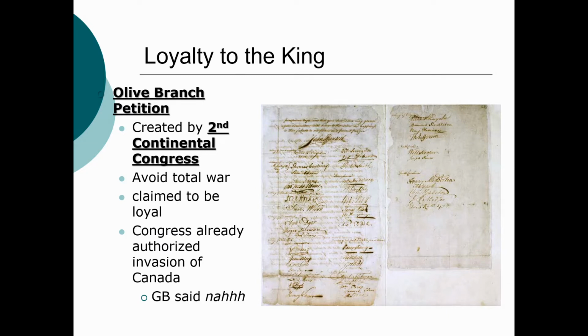The Second Continental Congress, which will meet and eventually Georgia will join, was a legislative body. And even though the colonists were creating their own legislative branch, they had not broken off officially from England yet. They were claiming still to be loyal in the Olive Branch Petition. But they were super hypocritical because while they were doing this, they had already authorized an invasion of Canada. One of the things you're going to constantly see is the American desire to attack Canada. Britain is going to realize that the colonists were kind of full of it, and they're going to say, nah.